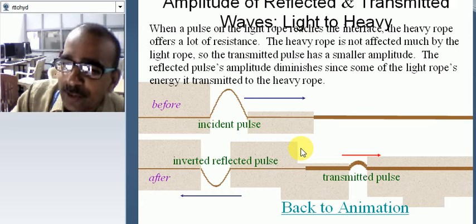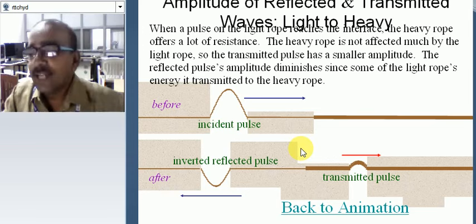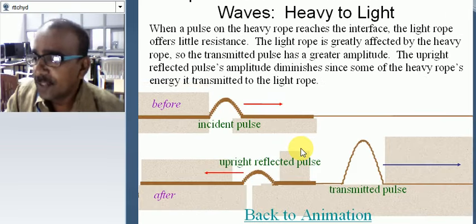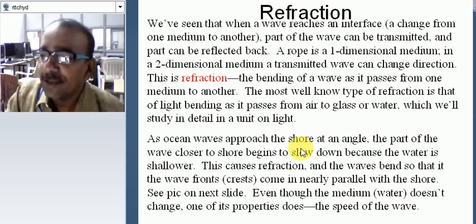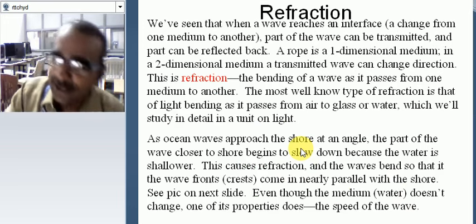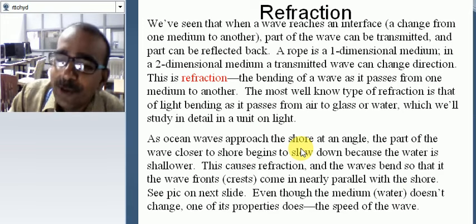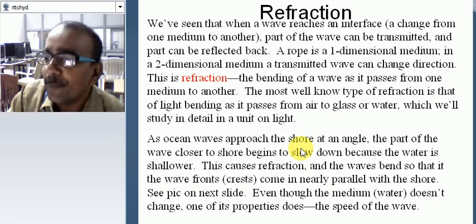This slide shows the reflected wave before disturbance and after disturbance. The next term we deal with is refraction. Refraction is nothing but the change in direction of a particular wave whenever it gets transmitted through a particular medium.